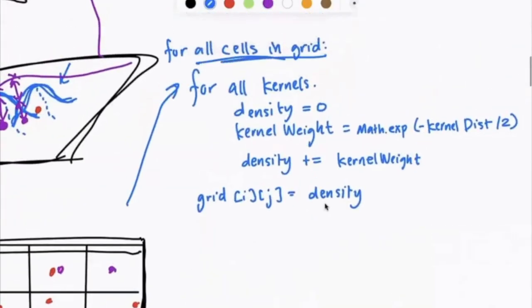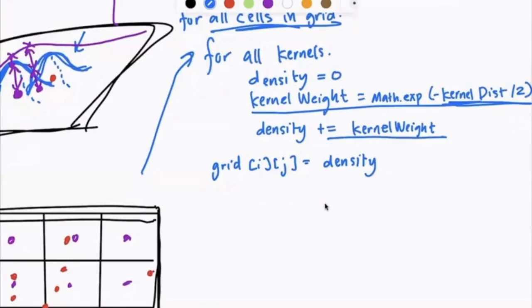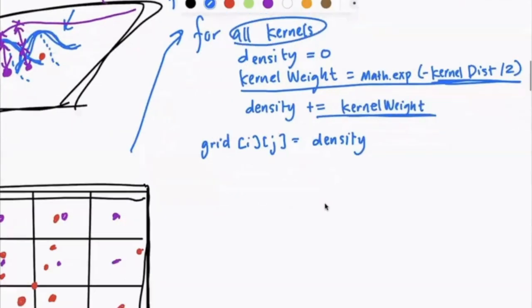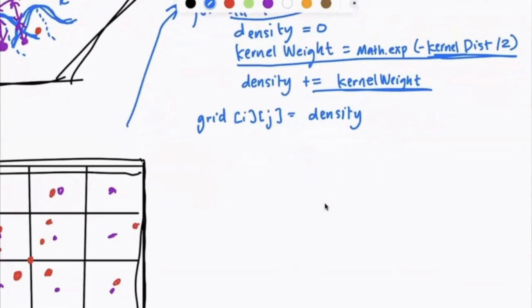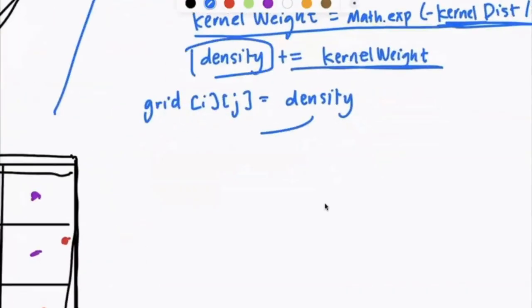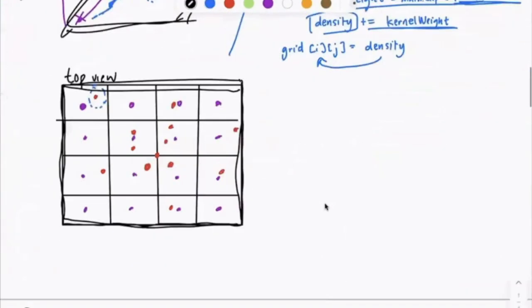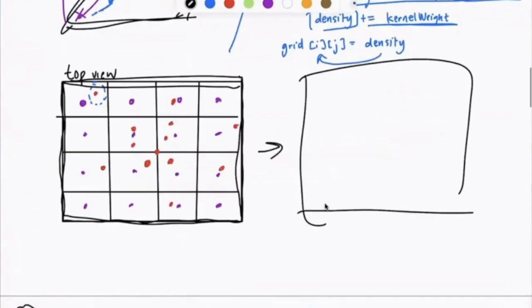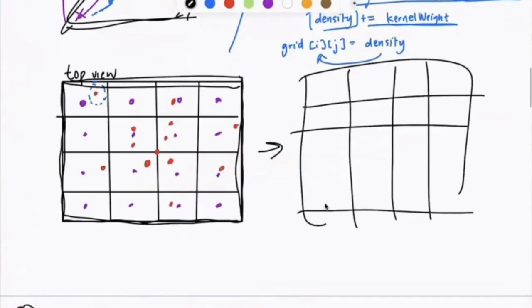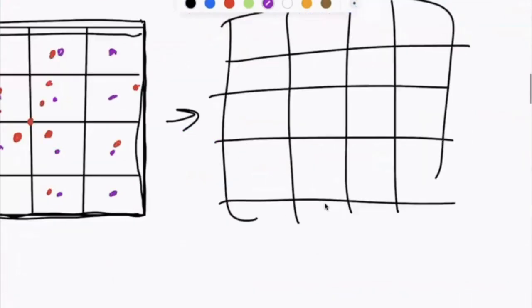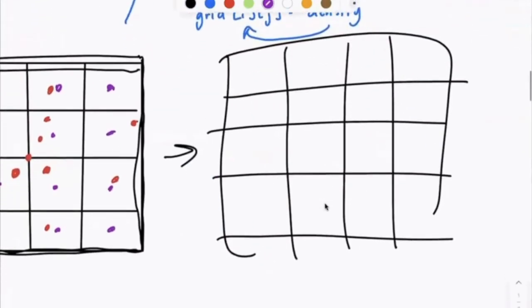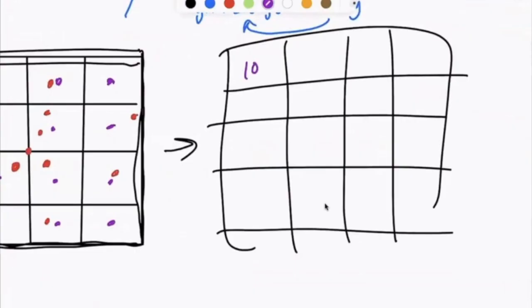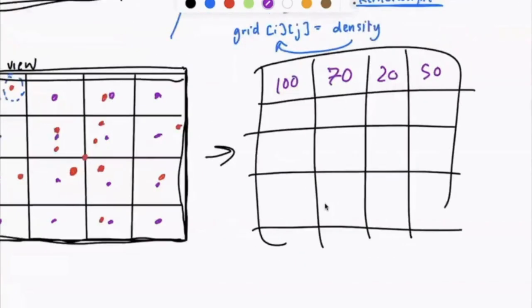For each cell in the grid, first we're going to calculate the kernel weight at that point in the grid. So it's going to be a function of the distance here. We're going to sum all the kernel weights from all the kernels. And then that sum, which is encapsulated by this variable density, is going to be assigned to that grid cell. So you can imagine that the output of this is going to be a grid of landing locations, and each cell in that grid has a particular probability mass corresponding to how likely the landing is going to be in that cell. So we can just arbitrarily fill this in, say, with 170, 20, 50, etc.